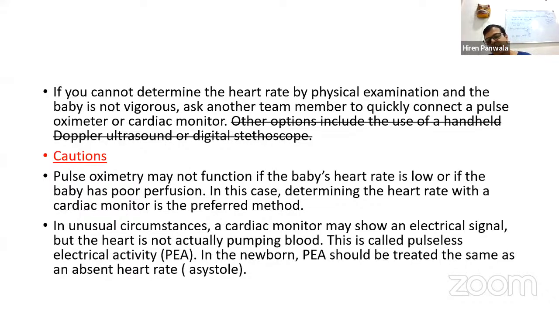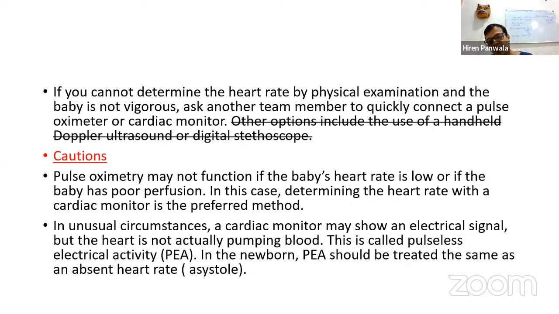Now, how to determine the baby's heart rate? A few very simple tricks is to use a stethoscope. We have tried different things, including umbilical pulsations, not very reliable. The pulses anywhere are not reliable in neonates. Heart rate is best auscultated with a stethoscope. What they've also recommended is a single lead or a three lead ECG. Obviously not appropriate in our settings, but then using just a stethoscope is the best.